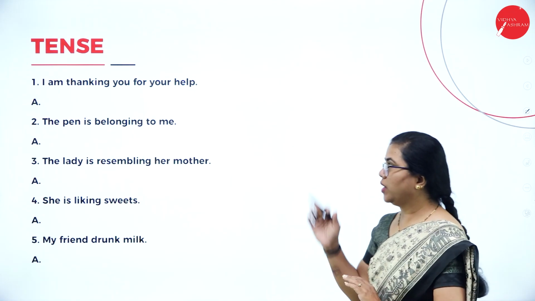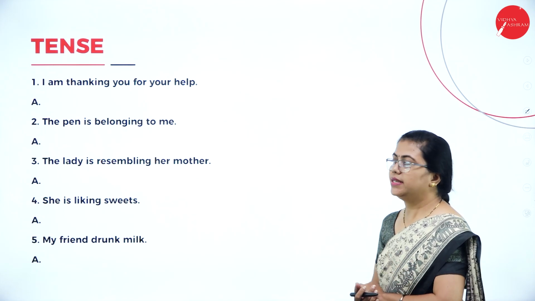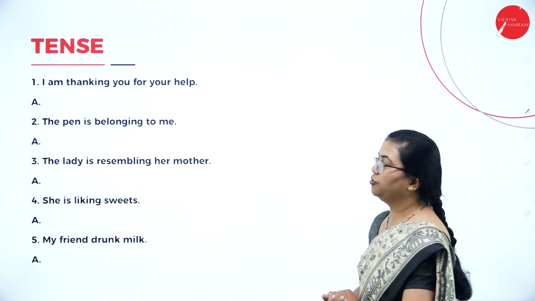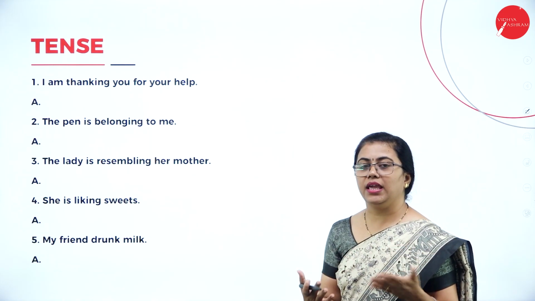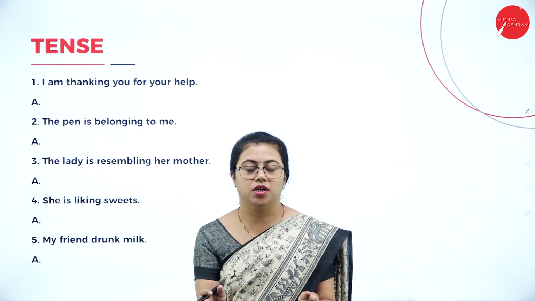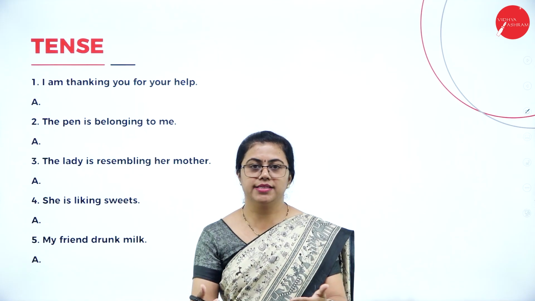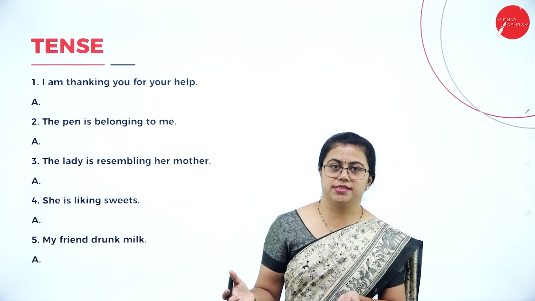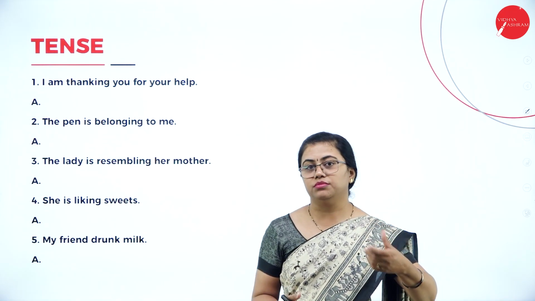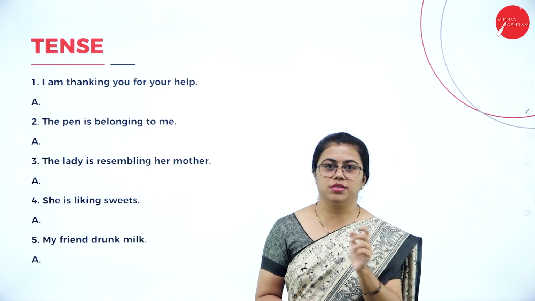Okay, so then we look at the tense. We make mistakes in tenses also. I am thanking you for help. Thanking, you do it only in that moment. You do it every day, isn't it? Something you do always. Whenever you're talking about something you do always, you have to use simple present.